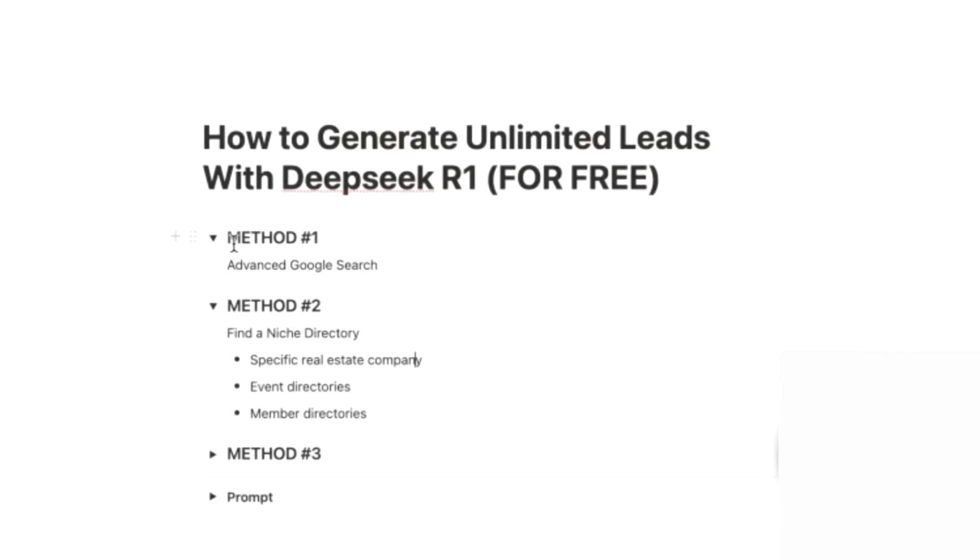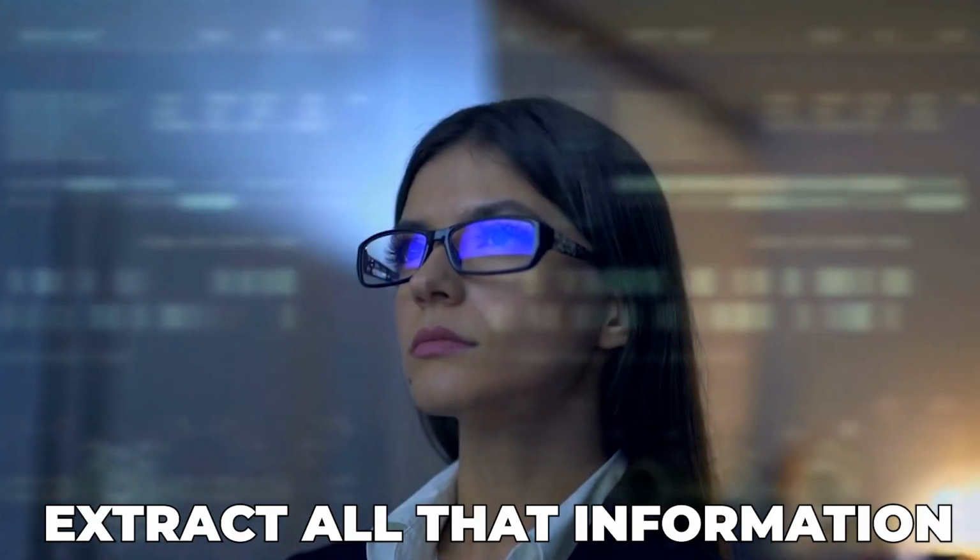We've gone over the advanced Google search, finding a niche directory. So event directories are good, like member directories, like local chambers of commerce, or like maybe they're a member of a specific club. That's a perfect way to extract all that information.